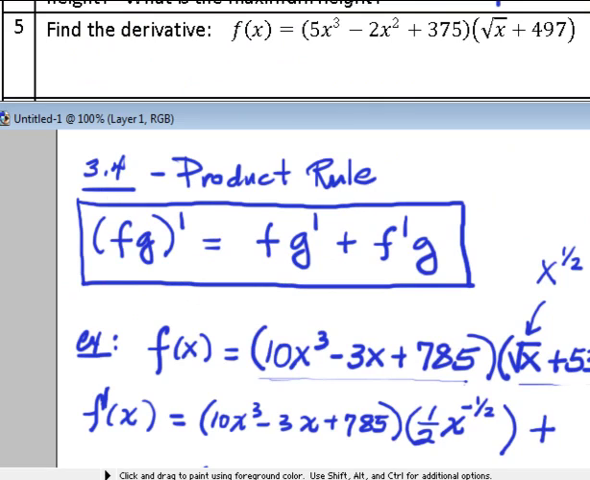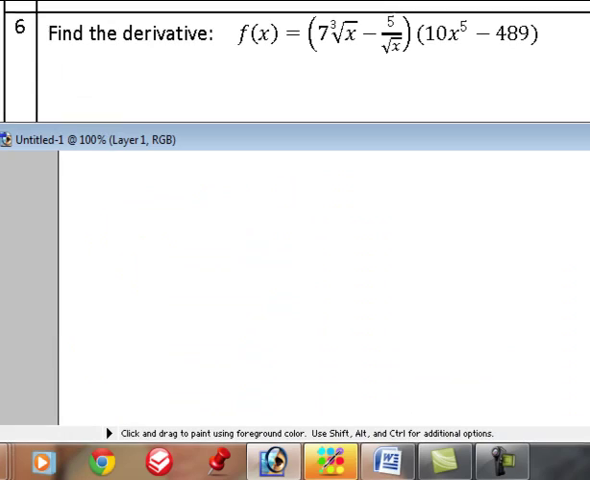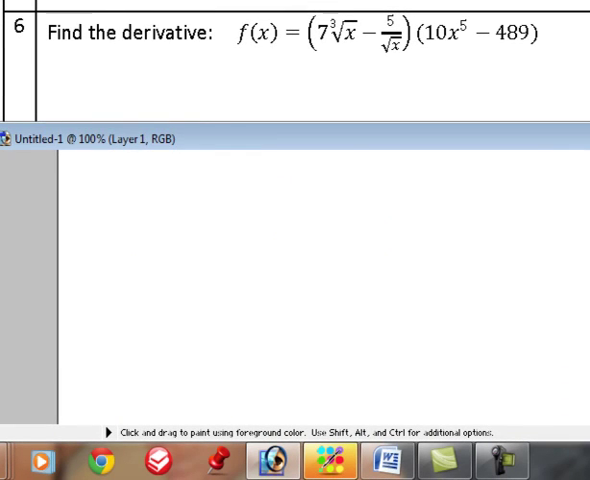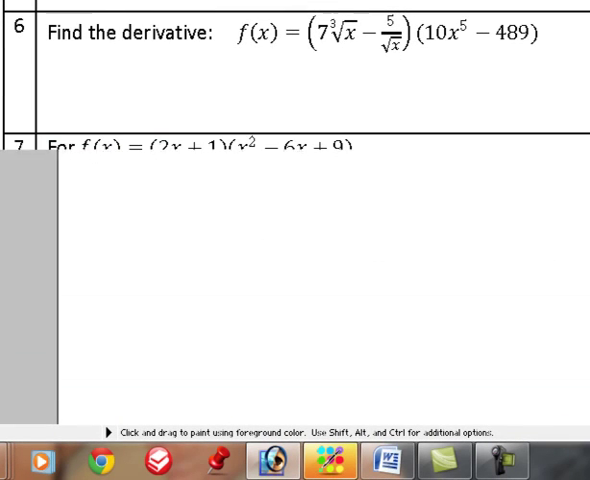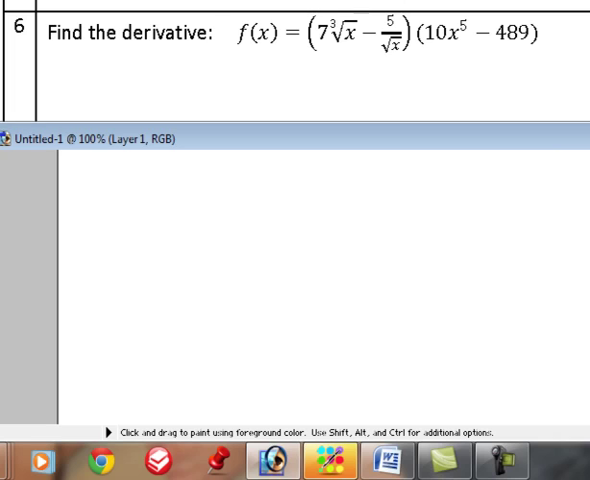So now you're ready to do question number 5. Okay, so copy this one down and do question 5 now. At this point, you can do question 6 as well. It's just another product rule. Just bear in mind that you're going to change the cube root of x to x to the 1/3. And 5 divided by the square root of x, that's 5 times x to the minus 1/2. All right, so you'll change these to powers, and then you'll do the product rule.